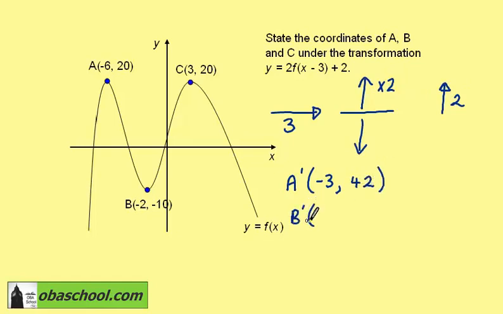If we look at B, 3 units to the right moves it to 1. Twice as far away from the x-axis moves to minus 20, and then 2 up is minus 18. If we look at C, right 3 moves the x-coordinate to 6. Twice as far away is 40, and a further 2 up is 42.